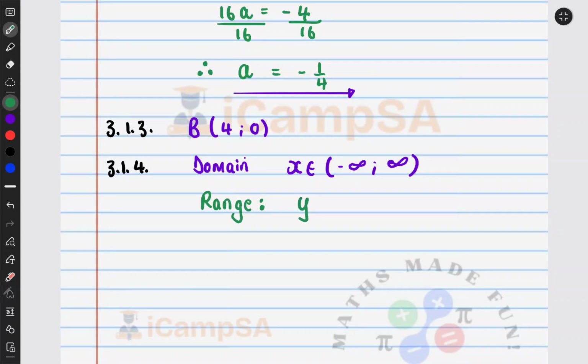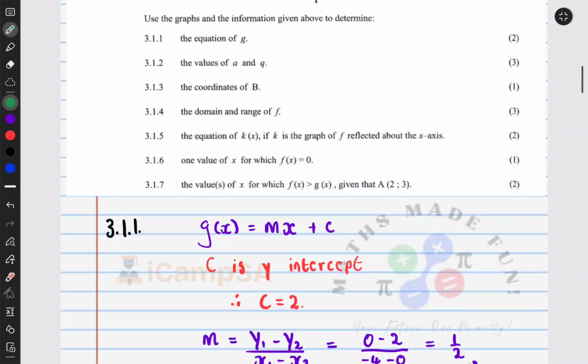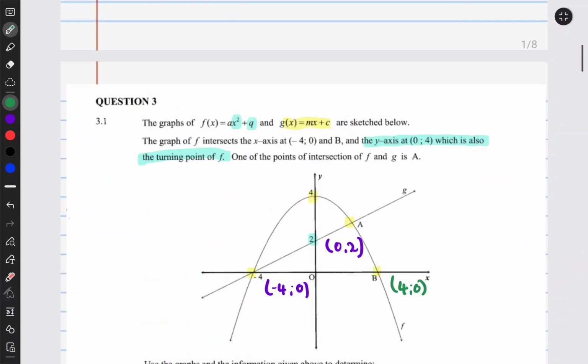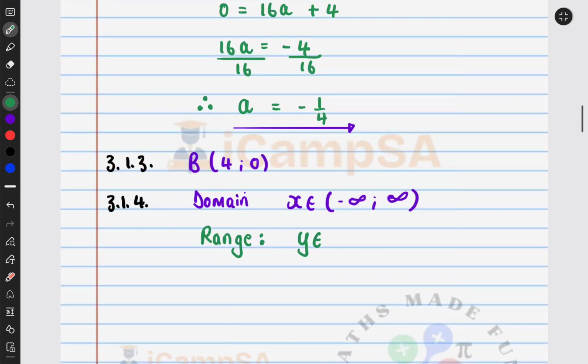So the function exists for all the x values, and then for the range, y is an element. Our function starts from that positive 4 going downwards. Any values above 4, whether 4.01, 4.5 or 5, any value above 4, our function doesn't exist. So that's where our function stops, going down to negative infinity.